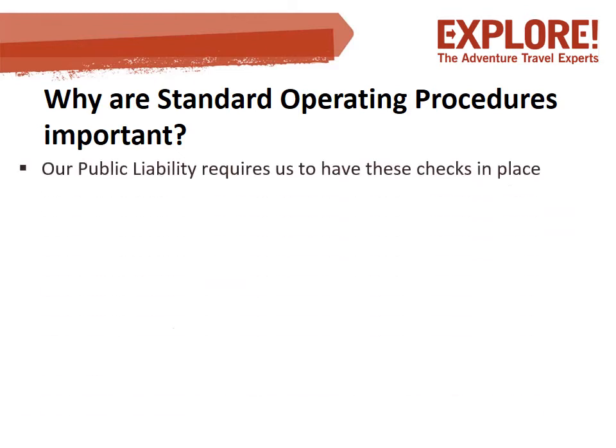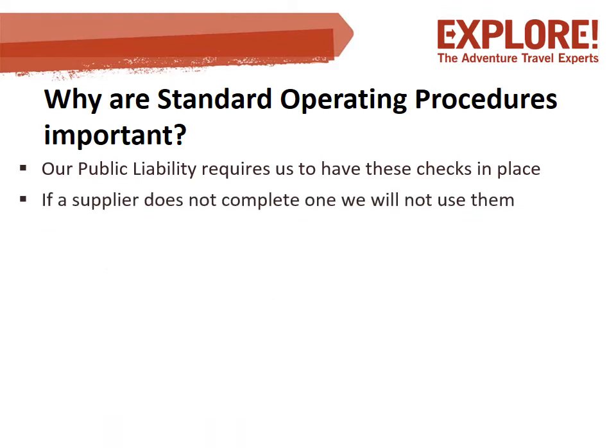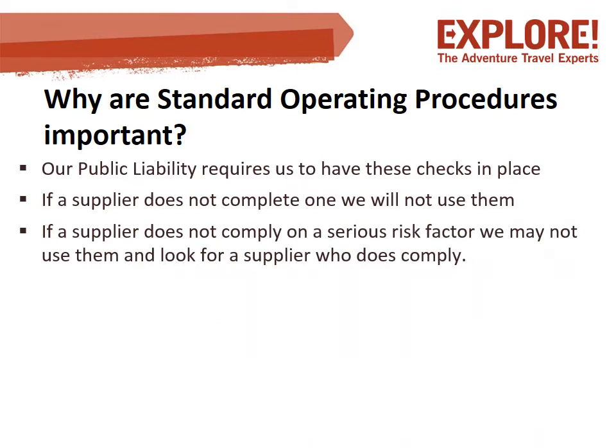So why should a supplier fill them in? Our public liability insurance requires us to have these checks in place. What if a supplier does not wish to complete it? Simply, if they do not complete it, we will not use them. What if a supplier does complete it, however does not comply on one of the risk factors? We may try to put a control measure in place. However, if this is not possible, we may then look for another supplier who does comply.